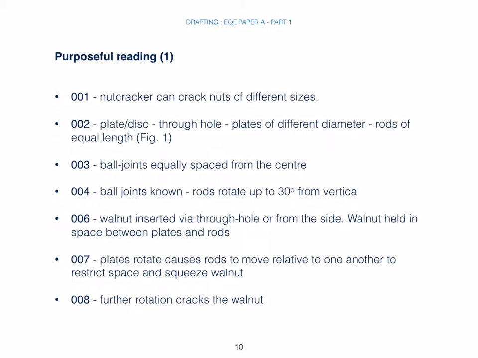Similarly, the rods 3, 4 and 5 are attached at their lower end to the plate 2 by means of 3 ball joints 23, 24 and 25. The ball joints 23, 24 and 25 are equally spaced from each other and from the center of the plate 2. So against paragraph 3 I simply noted ball joints equally spaced from the center.